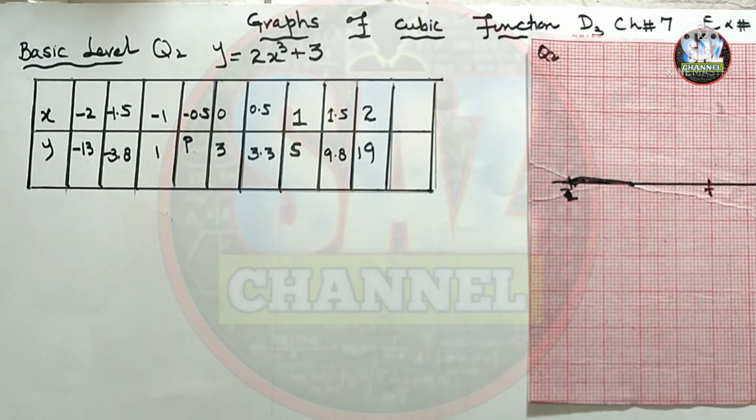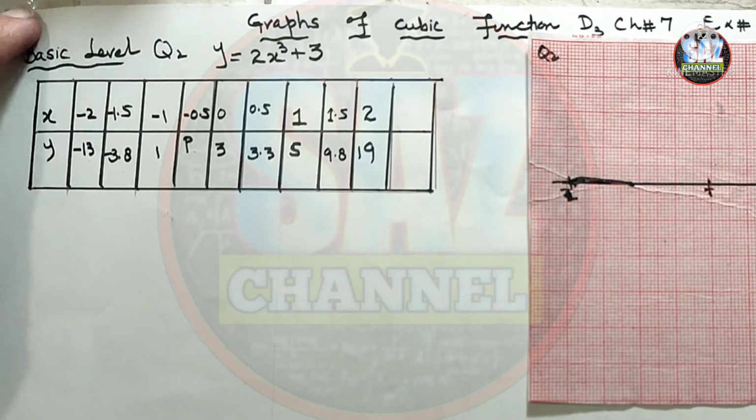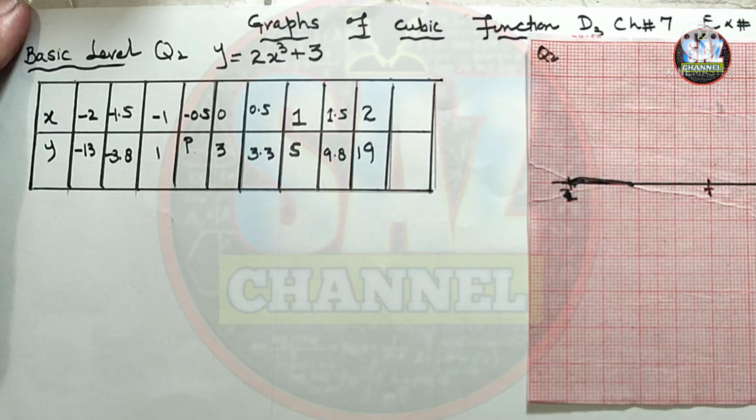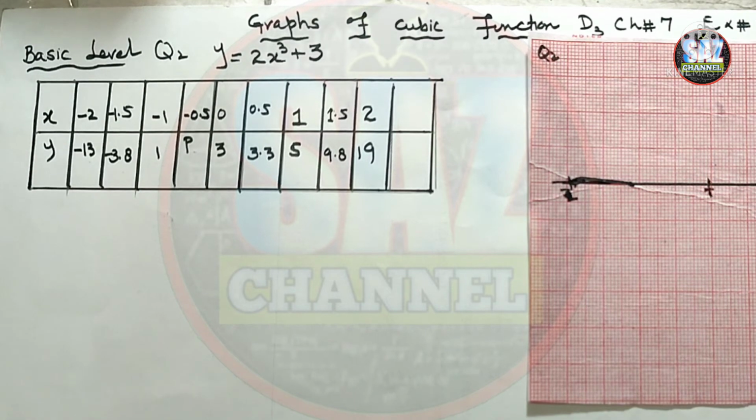This is my second lesson of D3, chapter number 7, exercise 7A. In this lesson, we'll be discussing and learning how to draw graphs of cubic functions. We'll begin today's class with basic level question number 2. And question 2 says, as the questions are long, so I will be reading the question from the book.